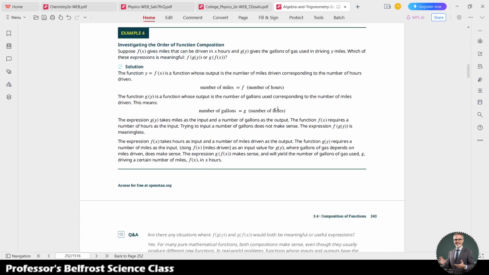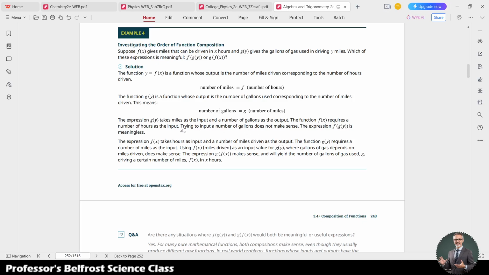Okay, example 4. Suppose f(x) gives the miles that can be driven in x hours, and g(y) gives the gallons of gas used in driving y miles. Which of these expressions is meaningful, f(g(y)) or g(f(x))? The function y equals f(x) is a function whose output is the number of miles driven corresponding to the number of hours driven. So number of miles equals f of number of hours, right? And the function g(y) is a function whose output is the number of gallons used corresponding to the number of miles driven. This means that number of gallons equals g of number of miles.